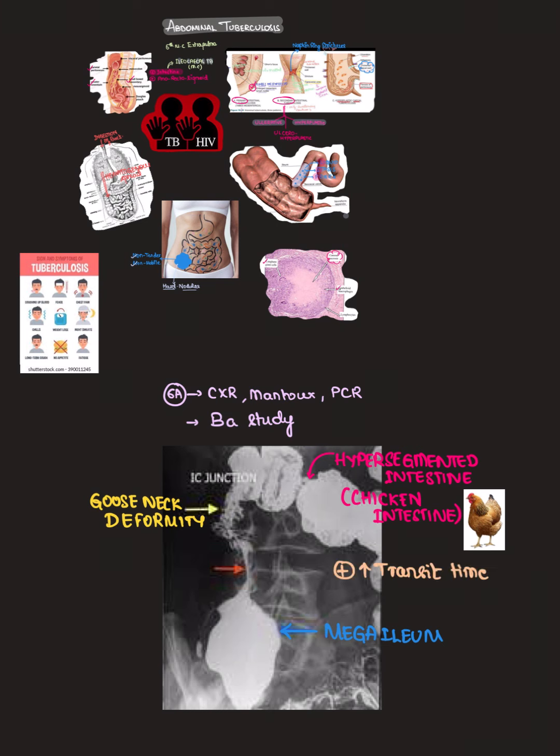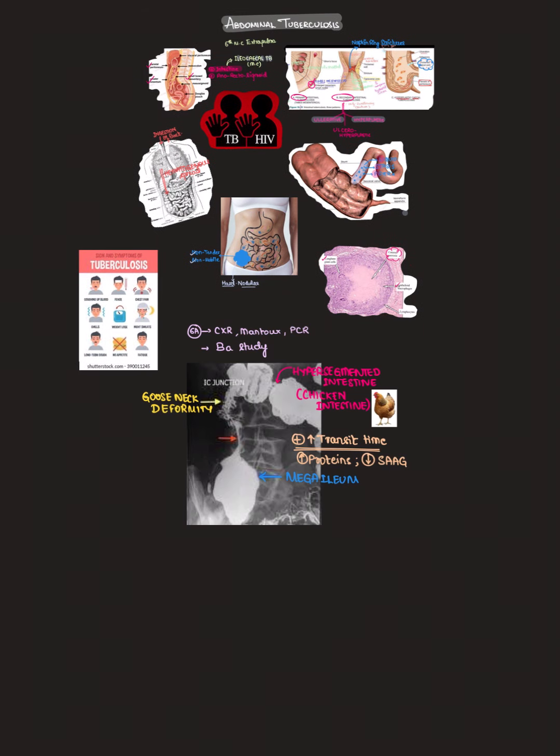And remember, if there is ascitic fluid in abdominal TB, if you aspirate it, there will be more proteins and a decreased SAAG ratio, which indicates that this is usually going to be an exudative type of fluid. So coming to the treatment, you know that the medical line of treatment is the RHZE regimen, and only if there are complications are we going to do what is called a limited ileocecal resection.